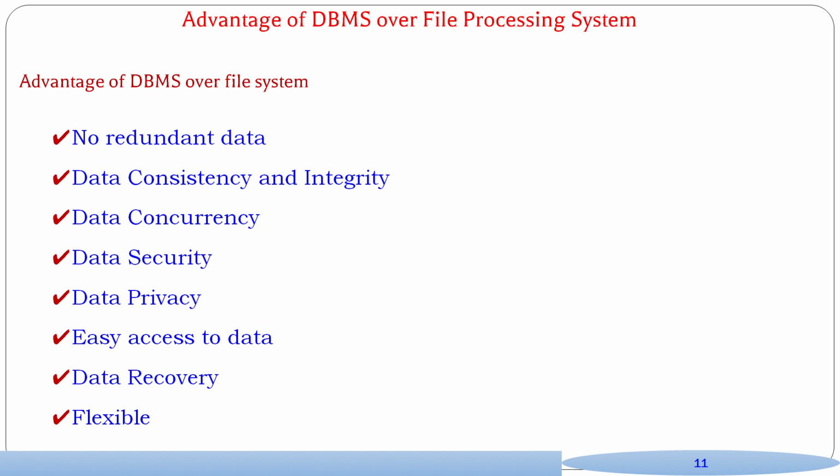In the file management system, we have so many shortcomings or limitations. We have redundant information stored in the file management system. By using DBMS, no redundant data is stored. So data consistency as well as integrity is maintained in the DBMS. Data concurrency is maintained, along with data security, data privacy, easy access to the data, data recovery as well as flexibility. So these are all the shortcomings of the file management system, and these things are overcome in the DBMS.